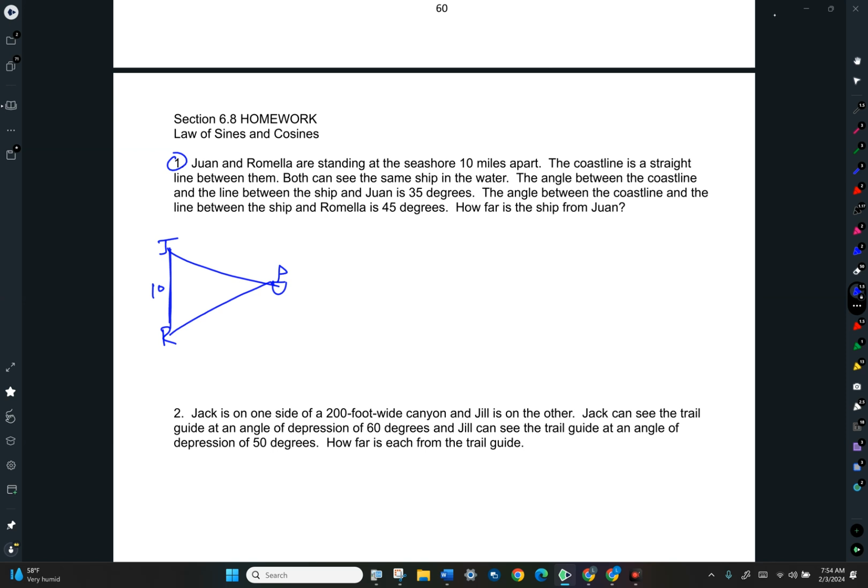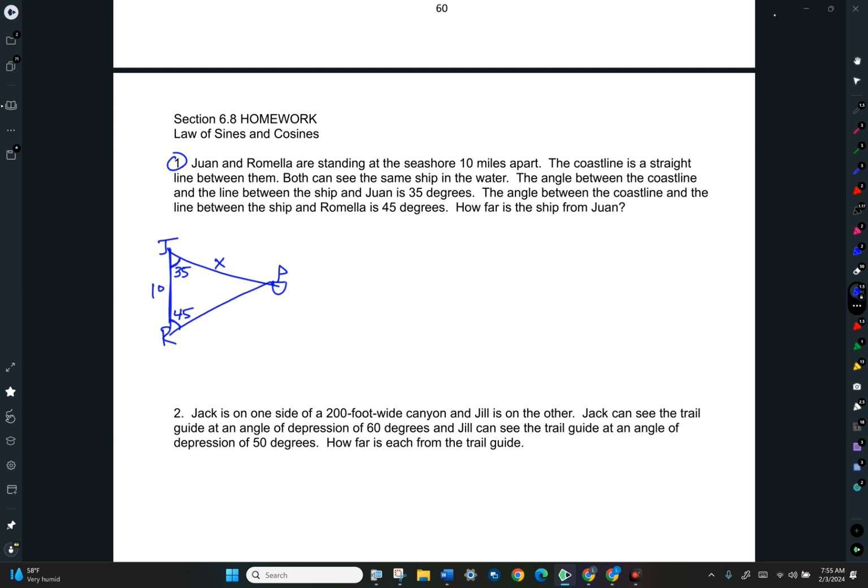The angle between the coastline and the line between the ship and Juan, the ship and Juan is this side over here, and it says that angle is 35 degrees. The angle between the coastline and the line between the ship and Ramela is 45, so there's my 45 degrees. How far is the ship from Juan? This is what they're actually trying to find. Okay, so that gives you kind of an idea.